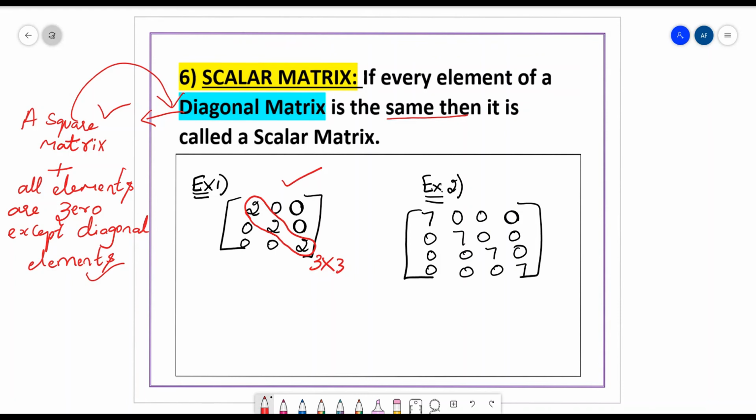Similarly, we have example 2 here. First, it is a diagonal matrix. Diagonal matrix in the sense, first of all, it should be a square matrix. Yes, the number of rows is equal to the number of columns. And in a diagonal matrix, one more point is there. All the elements should be 0 except the principal diagonal elements. Here, the principal diagonal elements are 7, 7, 7, 7, 7, 7. So first of all, it's a diagonal matrix where except the principal diagonal elements, all the elements are 0. Plus one more point is that the principal diagonal elements should be the same. Yes, it is 7, 7, 7, 7. Hence I can call this particular matrix a scalar matrix.